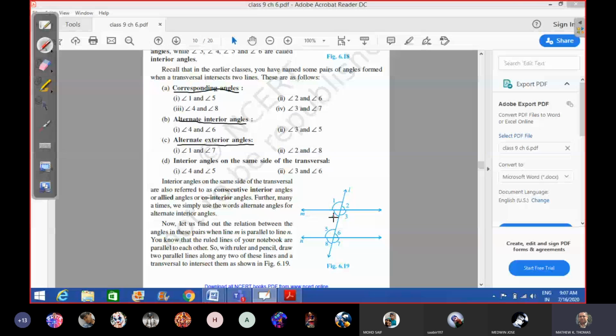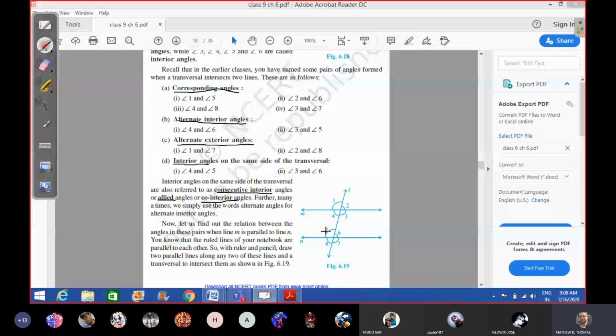Then we have something called the co-interior angles: interior angles on the same side of the transversal. This is called consecutive interior. In short, we call it co-interior angles or allied angles. All are the same: consecutive interior angles, co-interior angles, or allied angles. What is the meaning of this? When you have two parallel lines and a transversal, the angles lying inside on the same side are called co-interior angles. And remember, co-interior angles always add up to 180.